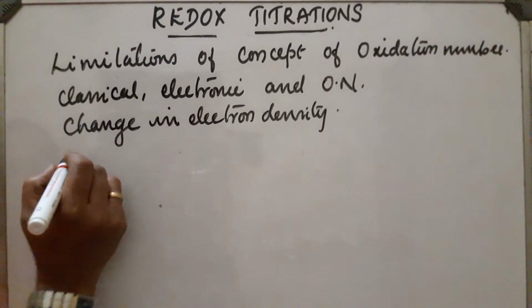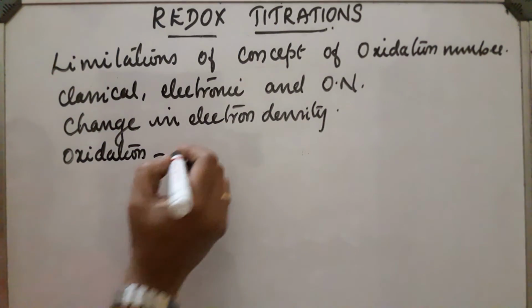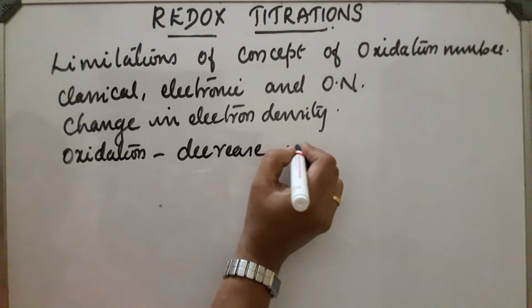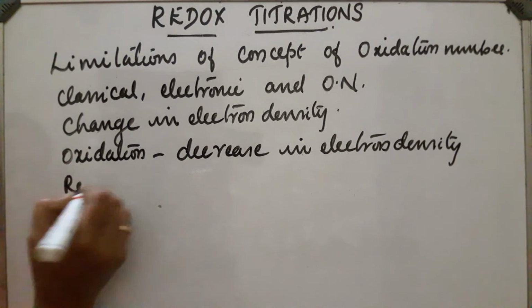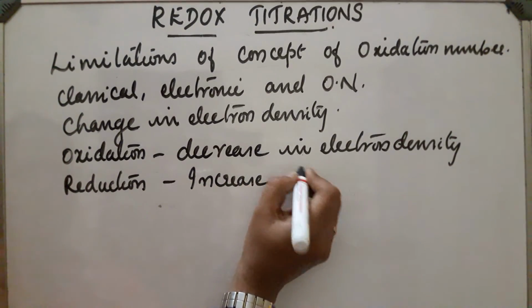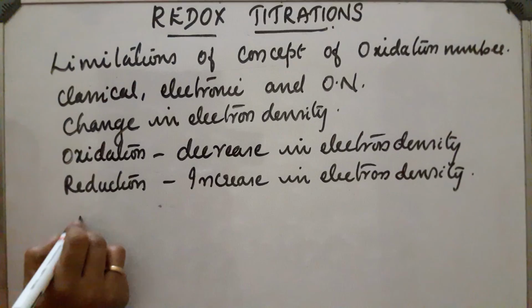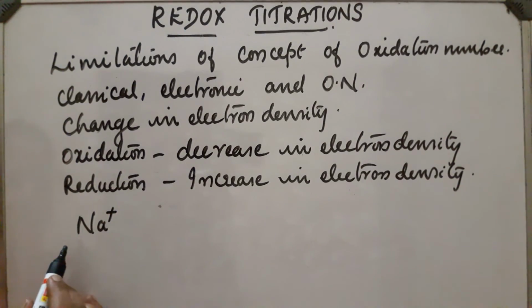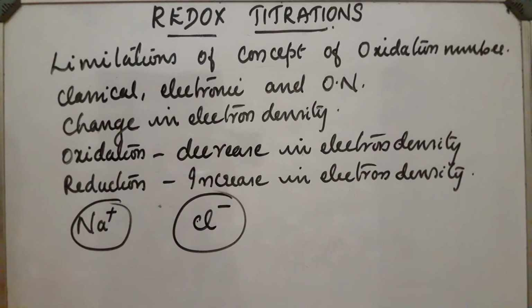According to this, oxidation is the process in which there is decrease in electron density, and reduction is the process in which there is increase in electron density. For example, in the formation of Na+, this is oxidation because there is decrease in the electron density of this atom, and in the case of Cl- ions, reduction occurs because there is increase in electron density. This is one of the limitations of the concept of oxidation number.